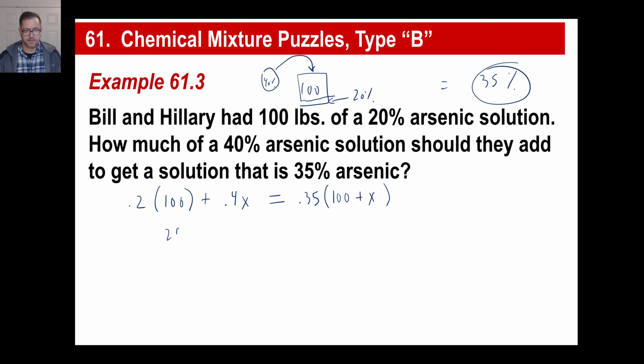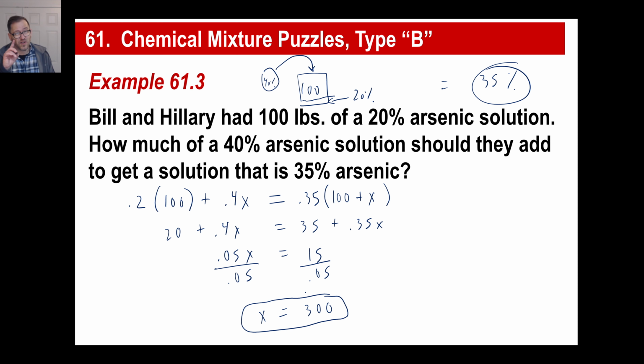Okay, let's do it together. 20 plus 0.4x equals 0.35 times 100, which is 35, plus 0.35x. Let's move 20 over to the right, and that gives us 35 minus 20, 15. Let's move 0.35x over to the left. 0.4 minus 0.35 gives us 0.05. So 0.05x equals 15. On the calculator, divide 15 by 0.05. That'll give us 300. Okay, there it is.